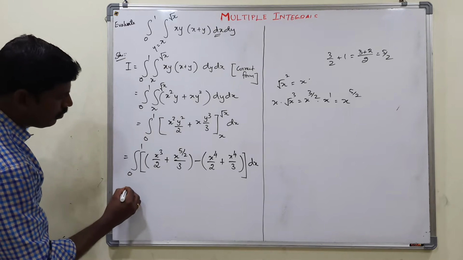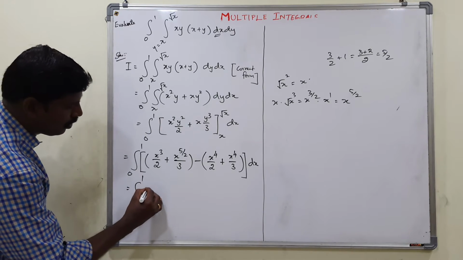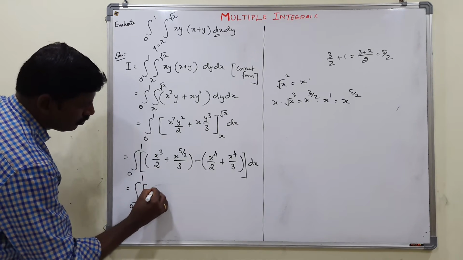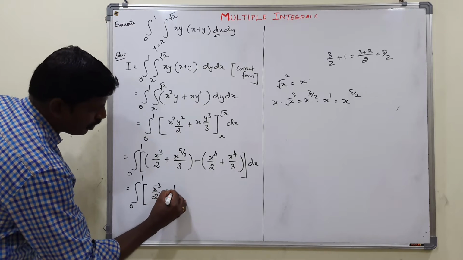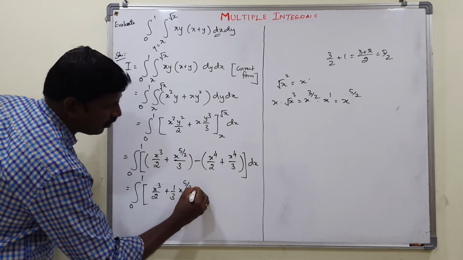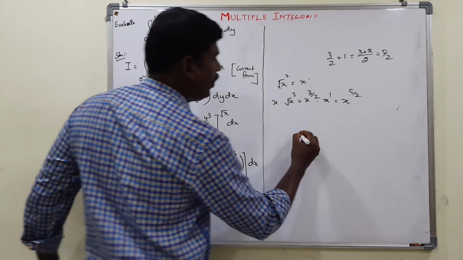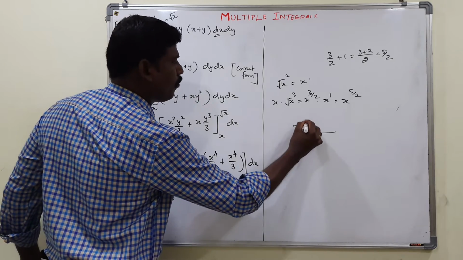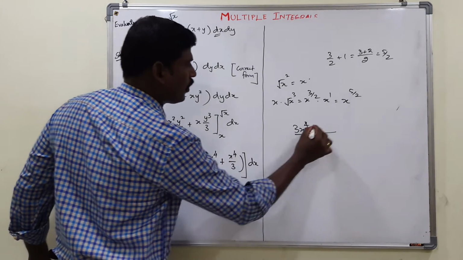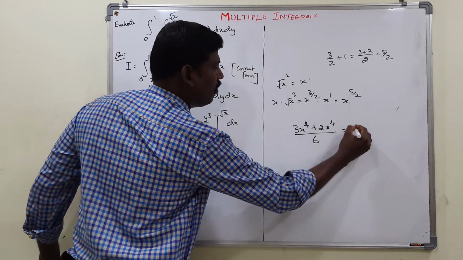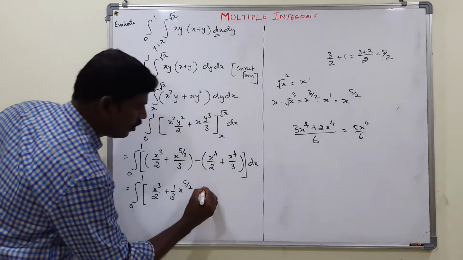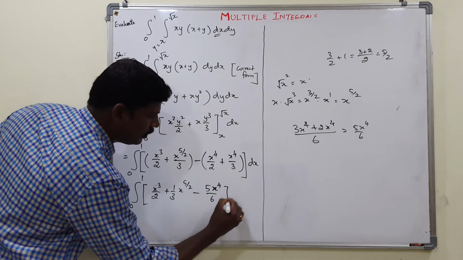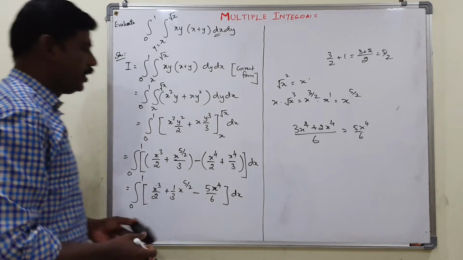Okay, we can rewrite it as 0 to 1, 1 by 2 x power 3 by 2 plus 1 by 3 into x power 5 by 2, by taking LCM between these two terms, 6. So 3 times x power 4 plus 2 times x power 4. So totally 5 times x power 4 by 6 is here. So minus 5 times x power 4 by 6, dx. That's all. Now integrate it as usual.